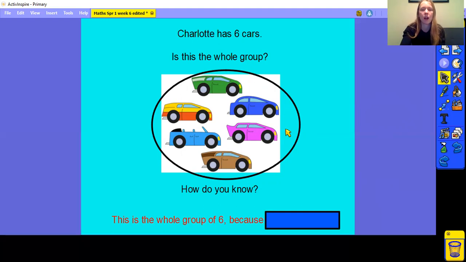Let's check. 1, 2, 3, 4, 5, 6. It tells me Charlotte has 6 cars, and that's what I have here. Is it the whole group? Yes, it is. How do I know that? I know that this is the whole group of 6 because I have all of them. I have all 6 of Charlotte's cars.